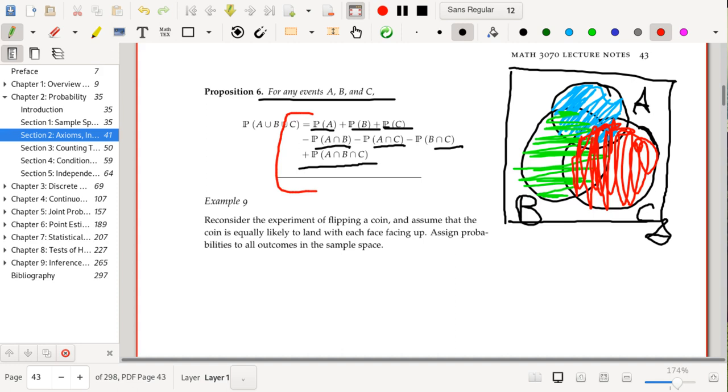So we see that we have done some double counting. We've double counted here, we've double counted here, and we've double counted here. All right, so we need to remove those double counts.